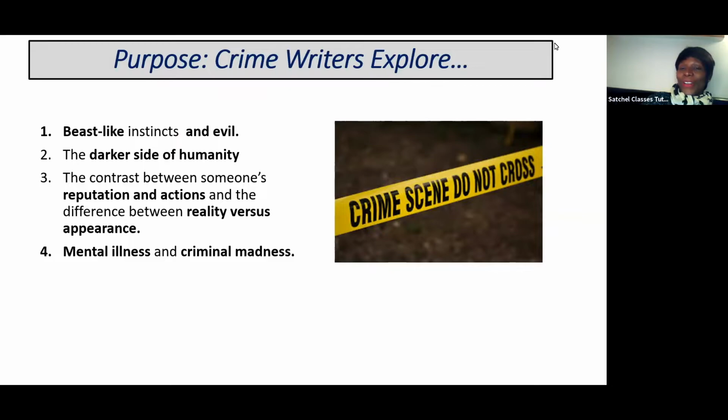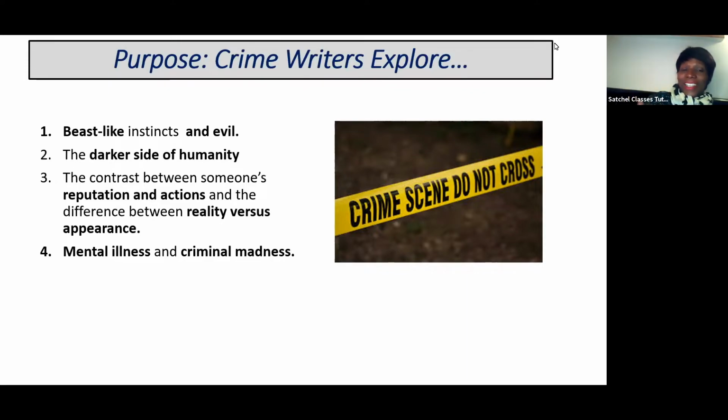So why on earth, and that's the most important question, the most important letter, if you like, when we're thinking about fiction and literature and English, why do they use the crime genre? Why would a crime writer write crime? Well, they're looking at many things, but sometimes they're looking at beast-like instincts and evil. Why are humans evil? Why do they act like beasts, like animals, rather than acting with compassion and humanity? They also look at the darker side of the human soul. Why would someone want to be that evil? They look at evil and they look at the darker side.